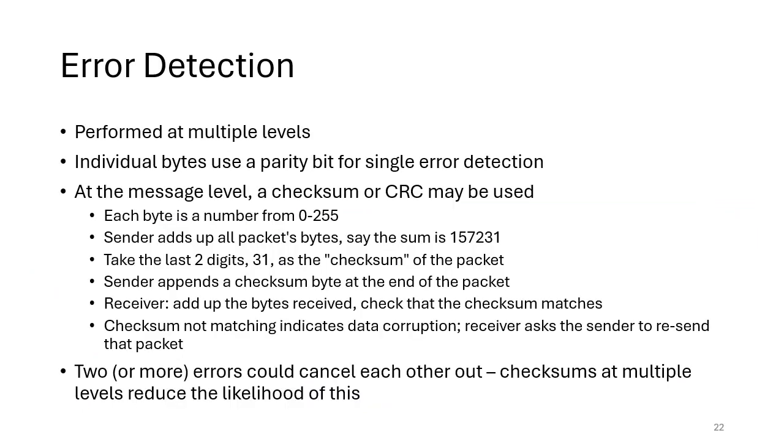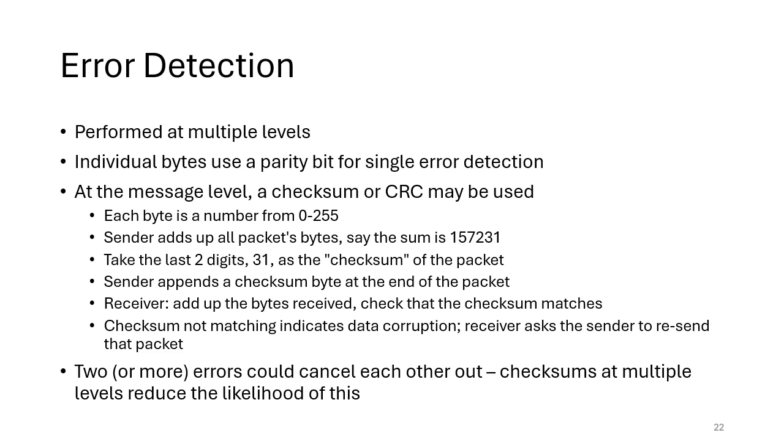So although the number of errors that is likely to occur is very low, how do we actually detect the errors? Well, as you can see, it's performed at multiple levels. You can use individual bytes or collections of bytes for a parity bit. Parity bits at the very low level can be used for single bit error detection. At the message level, you've seen there with TCP/IP, we use checksums and CRCs.